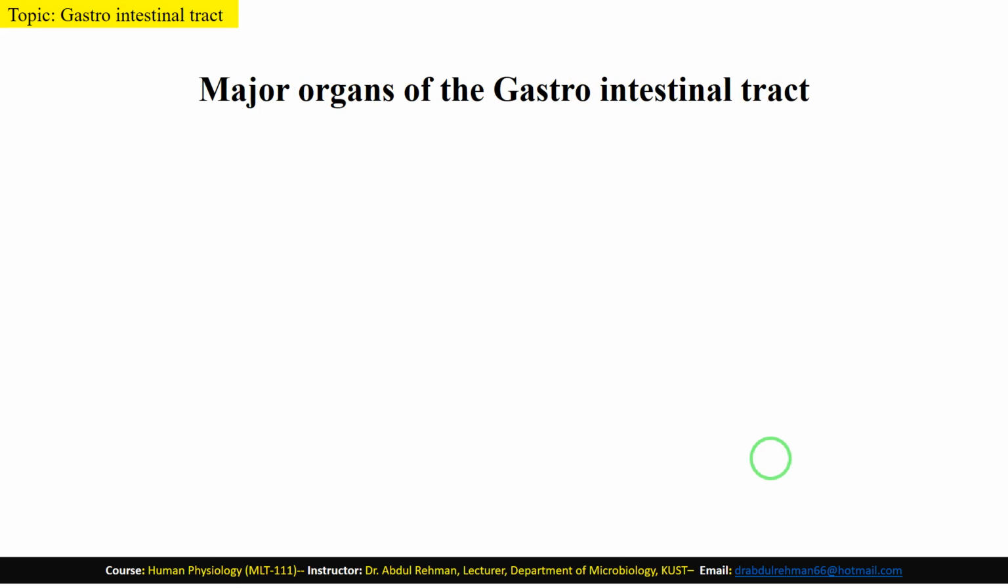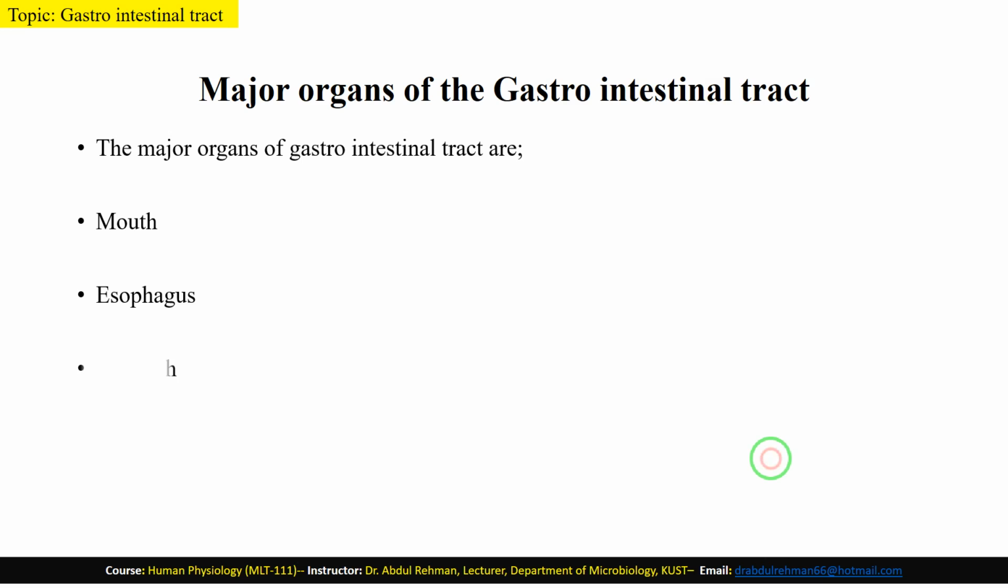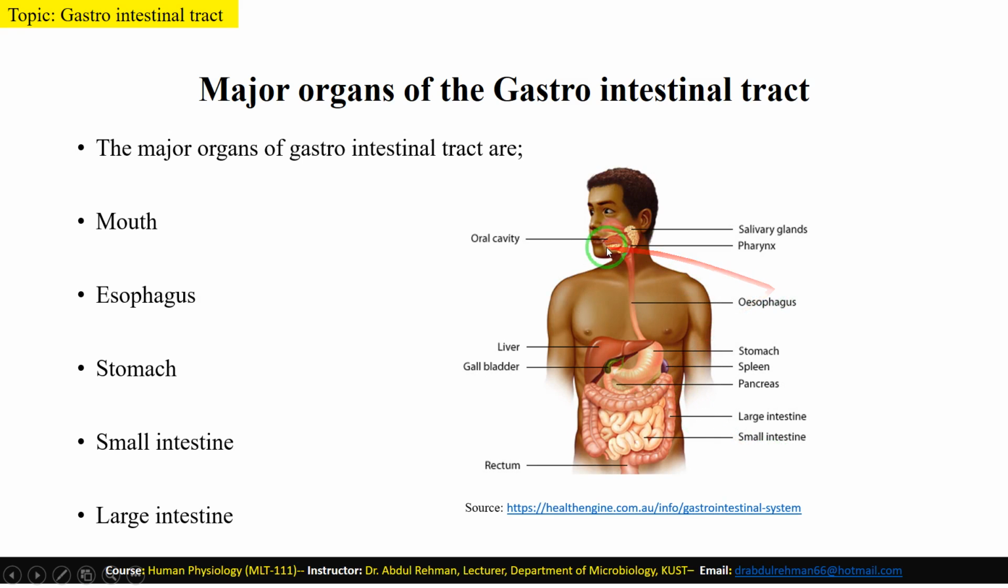The next topic is the major organs of the gastrointestinal tract. Among the major organs, the most important are mouth, esophagus, stomach, small intestine, and large intestine, and we will discuss each and every organ in detail. Here you can see the oral cavity that contains tongue, teeth, and salivary glands that release saliva, so digestion starts in the mouth. In addition, there is another organ called the pharynx. The importance of the pharynx is to prevent the entry of food into the windpipe, the trachea, after swallowing.